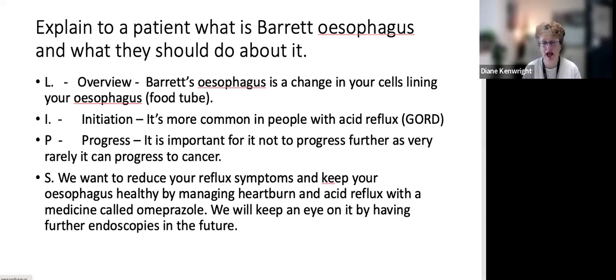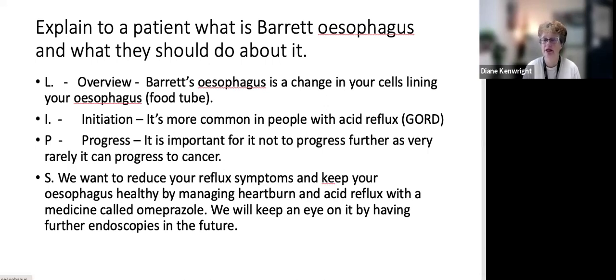Barrett's esophagus is a change in the cells lining your food tube, the esophagus. It's more common in people who have acid reflux. It's important for it not to progress further, as very rarely it can progress to cancer. We want to reduce your reflux symptoms and keep your esophagus healthy by managing your heartburn and acid reflux with a medicine called omeprazole. And the important bit, we will keep an eye on it by having further endoscopies in the future. And you might want to include some red flags after that.